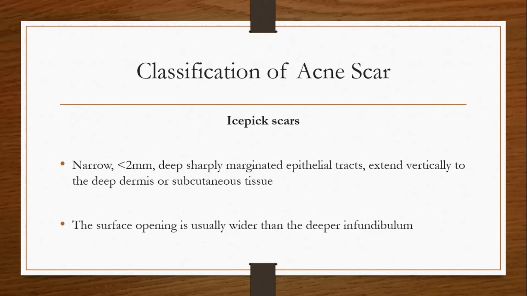Coming to acne scars, there are various types. Some of them are very common. One of them is the ice pick acne scar. It is characterized as narrow, less than 2 millimeters in width, but a quite sharply marginated epithelial tract, which extends vertically to the deep dermis and subcutaneous tissue. The surface opening is usually wider than the deeper infundibulum. Next slide, please.